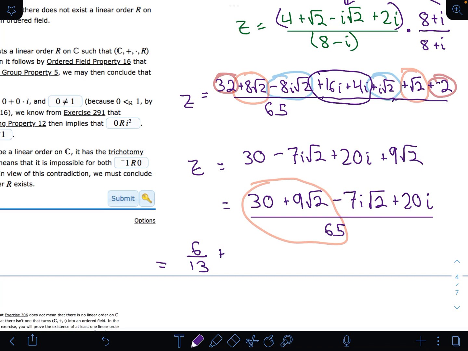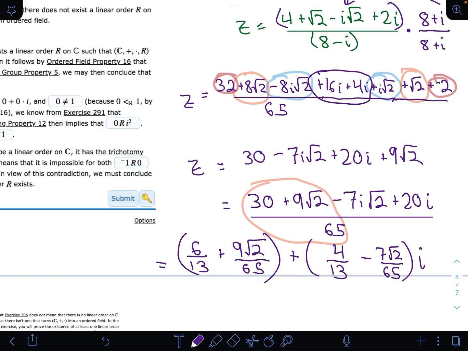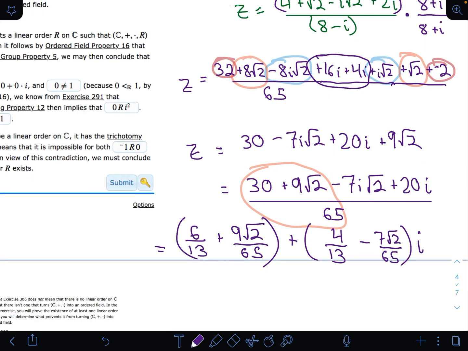And then I've got 9 root 2 over 65. That's not going anywhere. But this is the portion that is the a part. And then the bi portion, as you can see, once I've factored out the i, I will have, let's see here, 7 over 65. That's not going anywhere. So I'm just going to have a minus 7 root 2 over 65, while the 20 over 65 portion reduces to 4 over 13, since there's a common factor of 5.